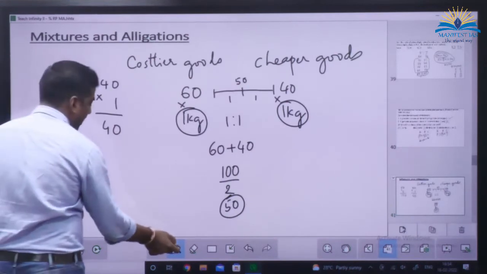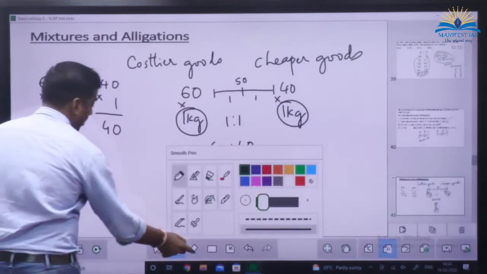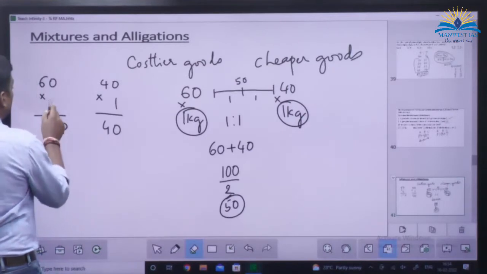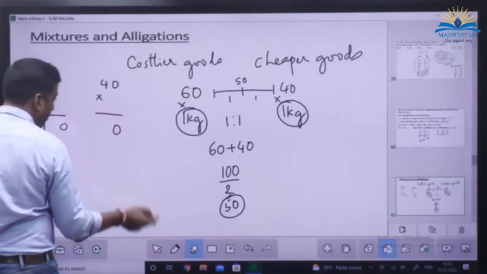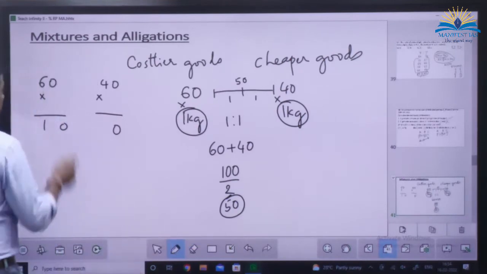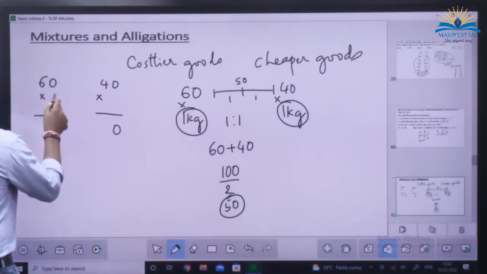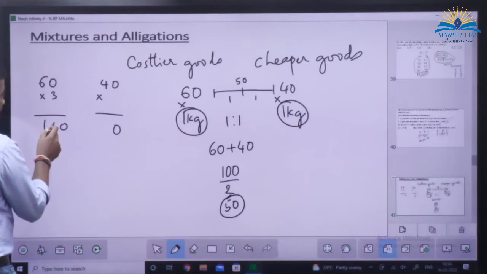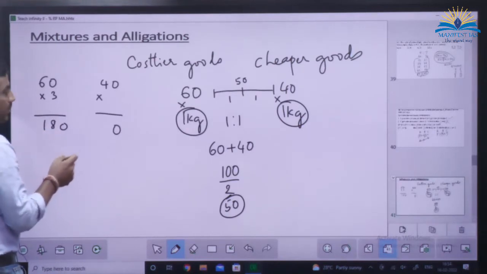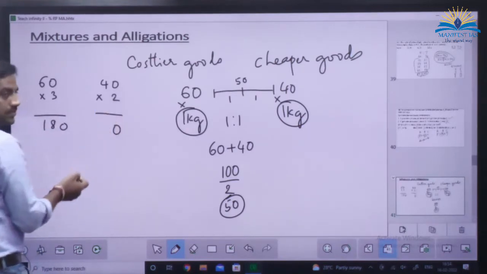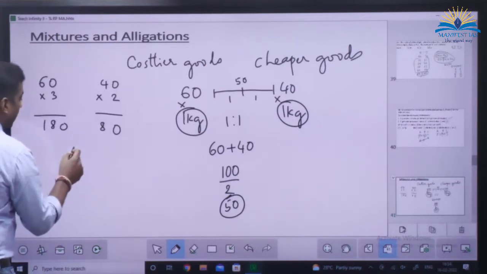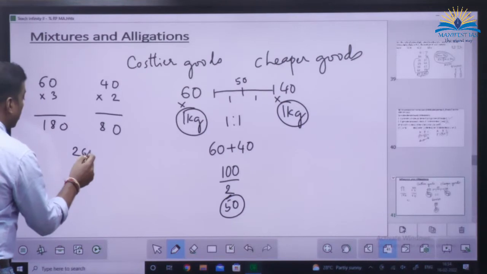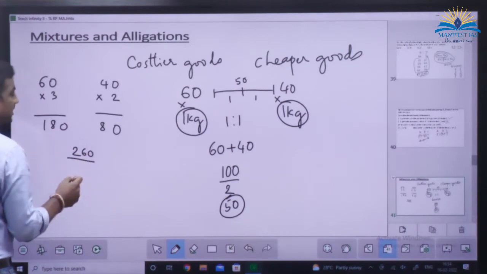To make it very simple, I'll take one more example, just for your understanding. Otherwise, it will lead to a bit of complexity. Let's say this is 3 kg. How much will it be? 180. 2 kg of this is 80. 180 plus 80 is 260. Totally, how many kgs of rice now?